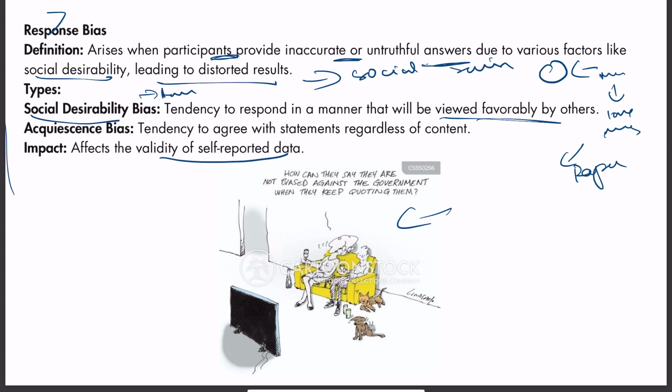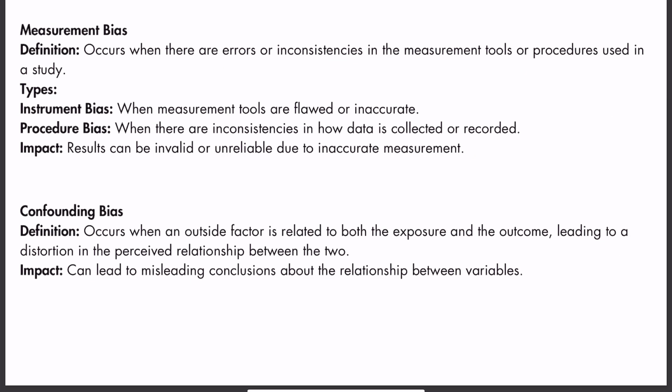So here's another comic for response bias: how can they say they are not biased against the government when they keep quoting them? So whenever you're doing research on controversial topics, you have to make sure that you make the participant comfortable and that they tell the truth. So this can get quite tricky.